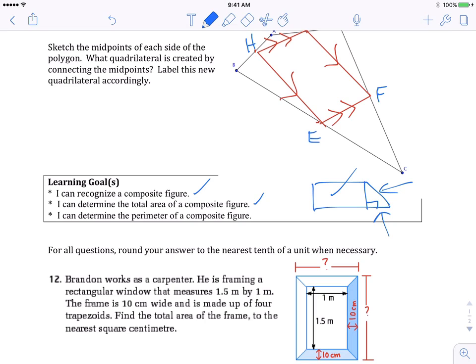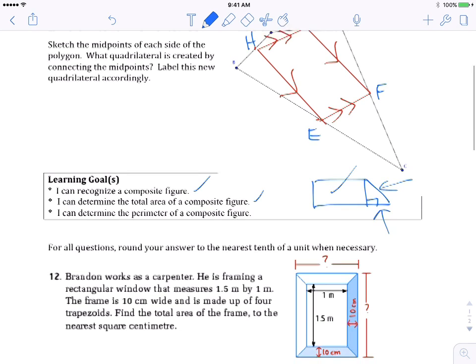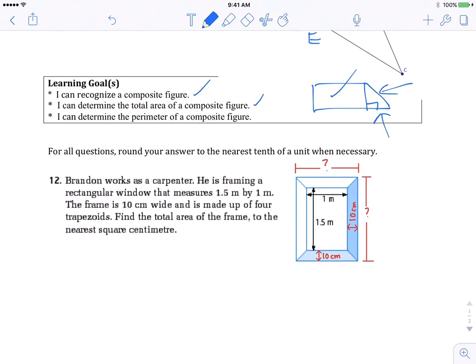All right, so those are things to look out for in terms of making sure that you can indeed meet each of these learning goals successfully. At the end of the chapter, we will also look at the anticipation guide you completed, and some of these learning goals are in the anticipation guide, and hopefully you can check off yes, yes, yes at the end that you can do each of these. So for all the questions, round your answer to the nearest tenth of a unit when necessary.